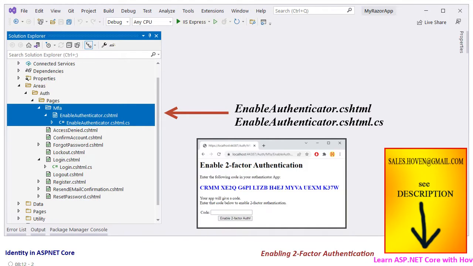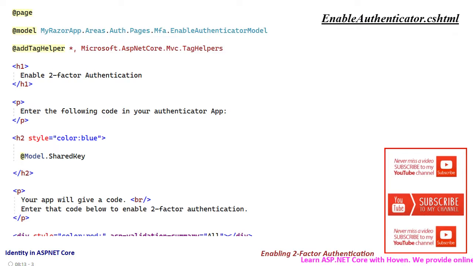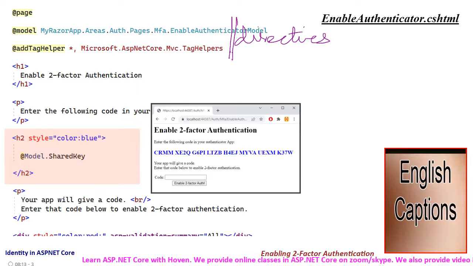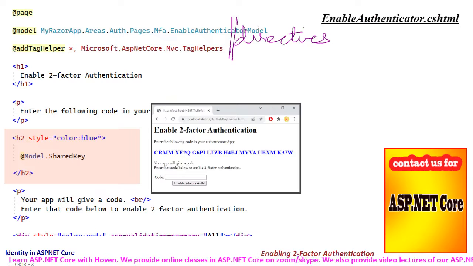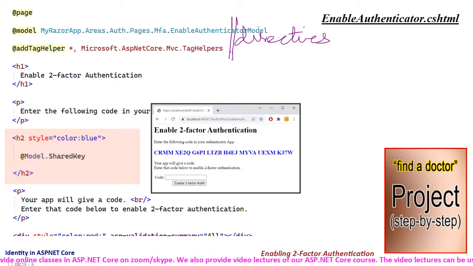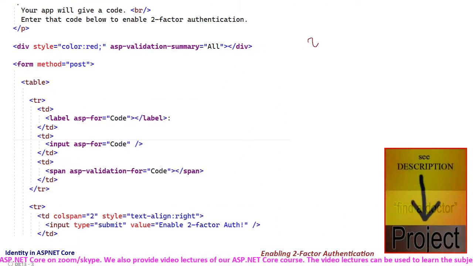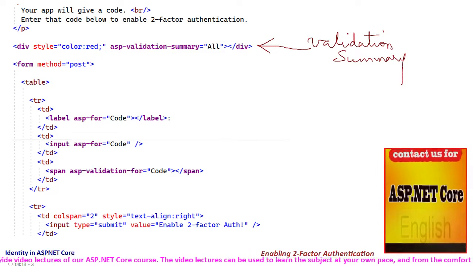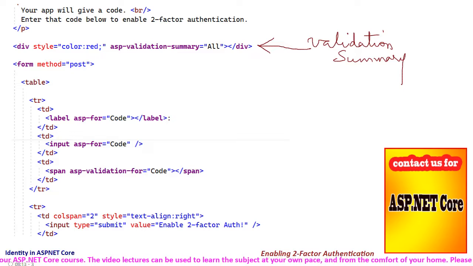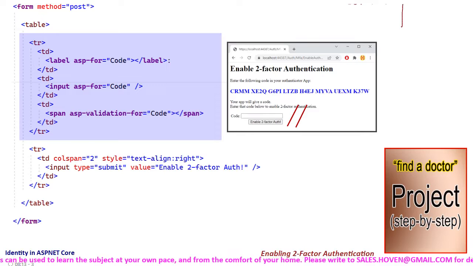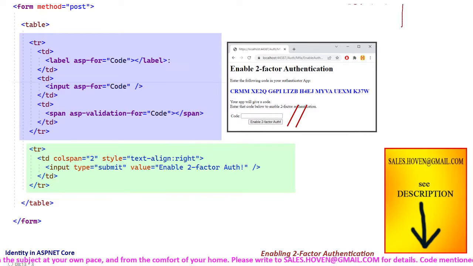Let us have a look at the markup for this page. First, we have the directives for page, model, and add tag helper. Then we display the token code in a prominent H2 tag. The property shared key will be set in the backing class for this page. After that, we have a validation summary for the various model errors. Then we have used an HTML table tag to write the form for the code from the validator app. The first TR tag contains the input text box and the second contains the submit button.